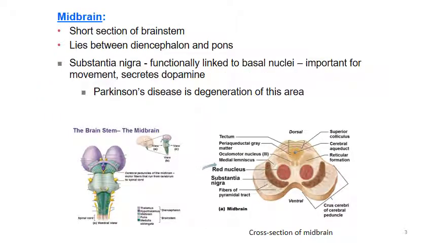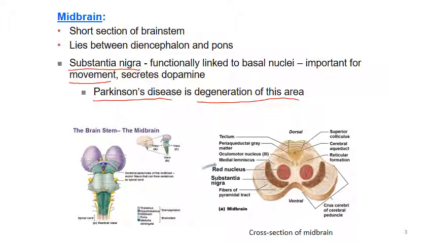First, we'll start with the midbrain. This short section of the brainstem lies between the diencephalon and the pons. But what we need to know, in the midbrain, there's this region called the substantia nigra. This region is important for movement. It secretes dopamine. Dopamine is controlling our voluntary muscles. Parkinson's disease is the degeneration of this area.